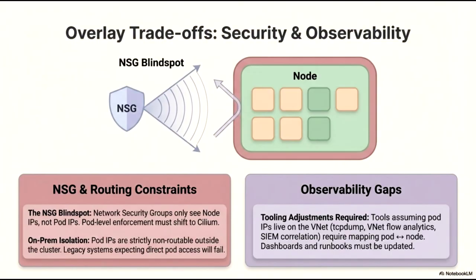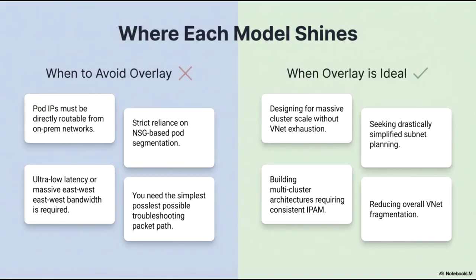On the observability front, there are significant gaps to bridge. Standard network tooling, including tcpdump, VNet flow analytics, and SIEM correlation engines, often assume that pod IPs reside directly on the VNet. To maintain effective monitoring, these tools require adjustments to map pod traffic back to the host node. Consequently, existing dashboards and operational runbooks must be updated to account for this lack of native pod visibility on the underlying network.